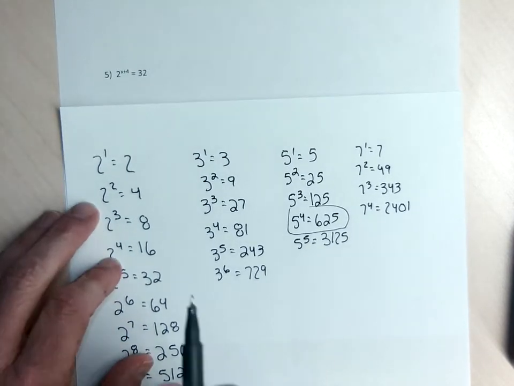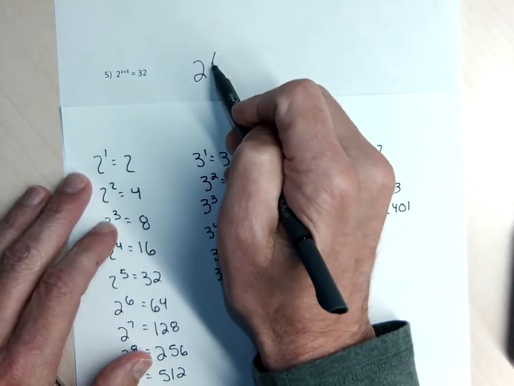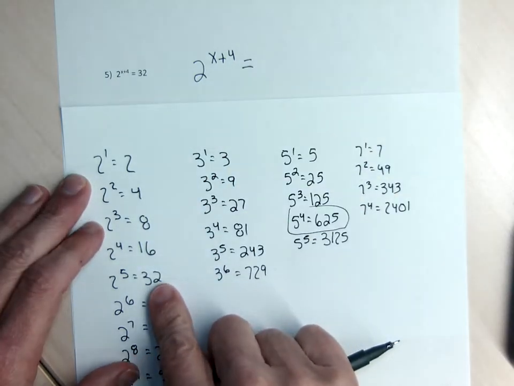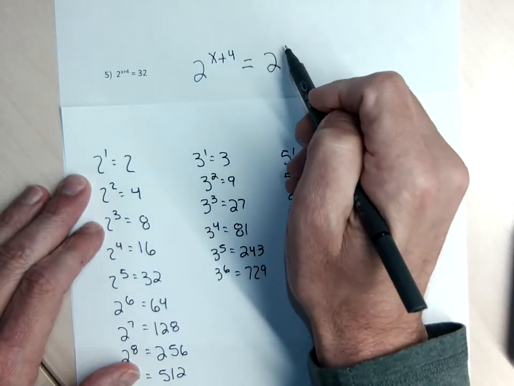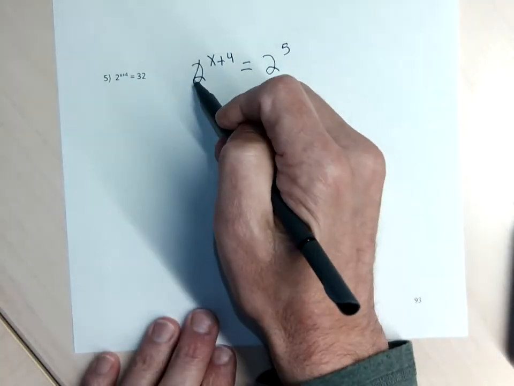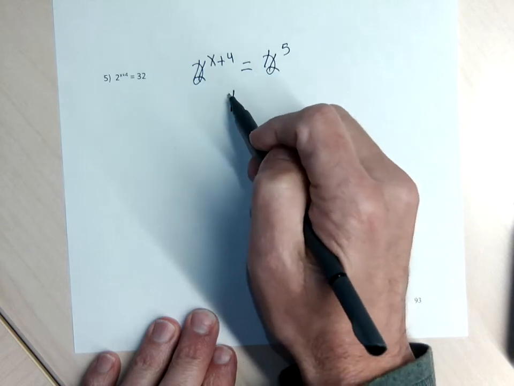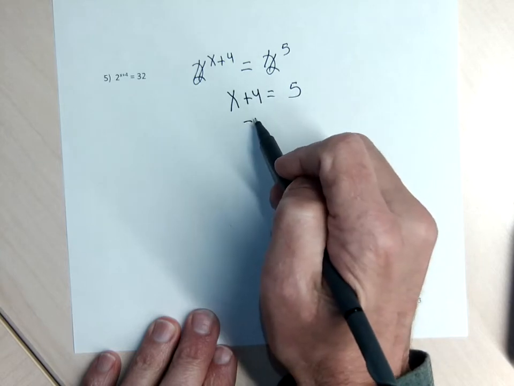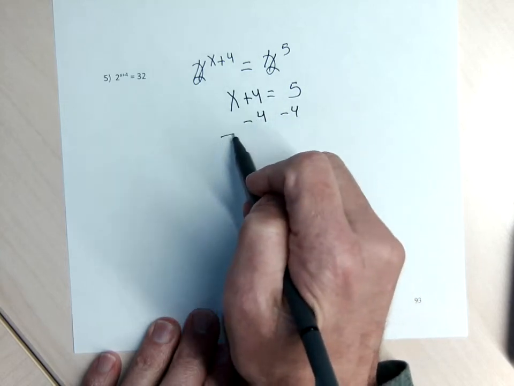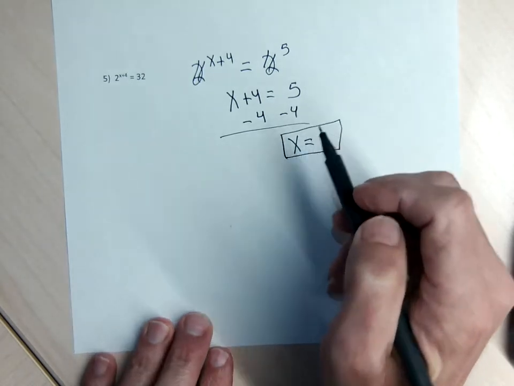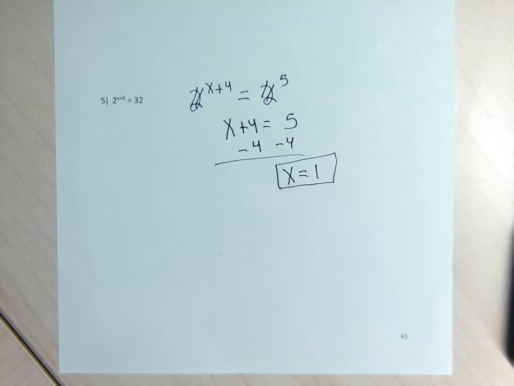For number 5, 2 on the left-hand side is a prime number. I'm going to leave the left-hand side 2 to the x plus 4. The 32 on the right side is 2 to the 5th, so I'm going to rewrite the right side as 2 to the 5th. Now I have both sides written with the same base. I'm going to cross out the bases, set the exponents equal to each other, and because the exponent isn't just x, I need to do a little bit of extra algebra to get the x isolated. None of these, if you don't make a math error, all the answers will check, so I'm not going to check these just to save time on the video.